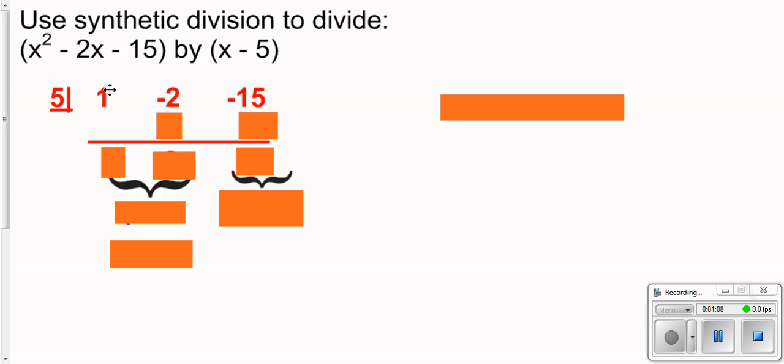We're going to take the 1, add what's underneath of it, and we get 1. Now we're going to multiply. What's in the half box times what's down here. That tells us what to put in this box here. So the 5 times the 1, 5.